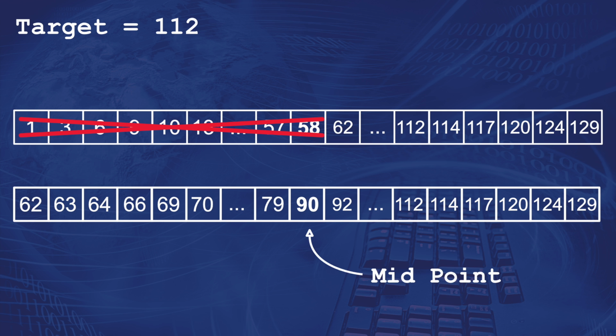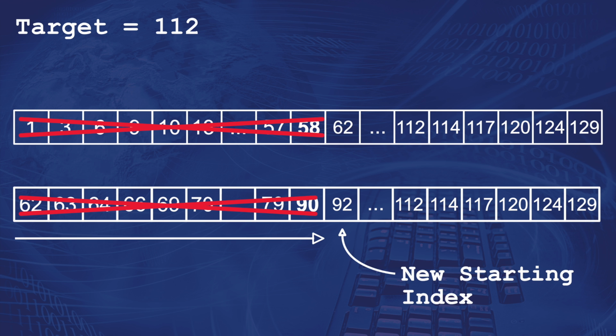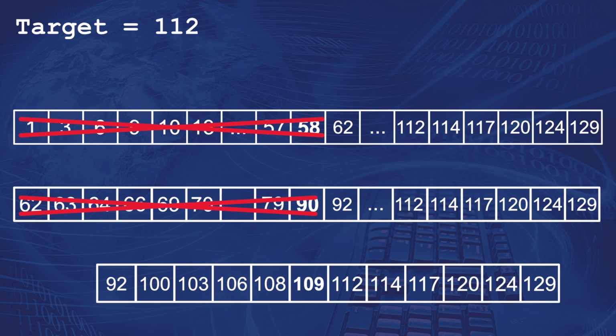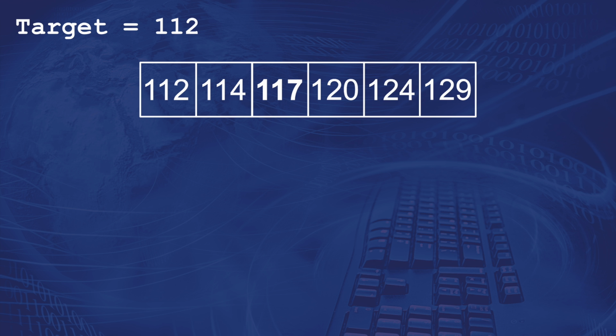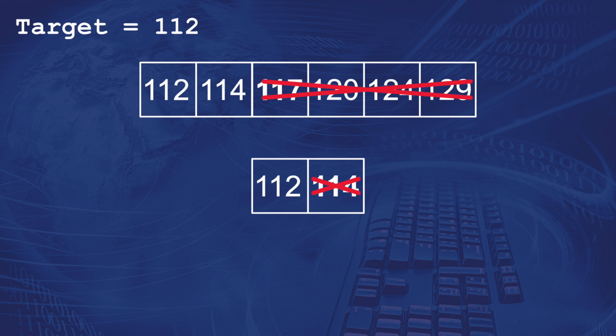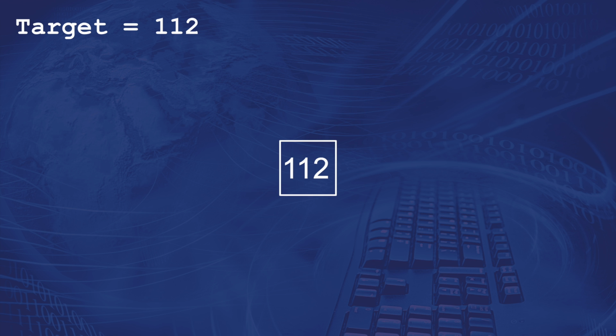90 is lower than 112, so we'll eliminate the left side of the list again by moving the starting index up to the midpoint. Next midpoint is 109, which is lower than 112, wiping out the left side again. And the next midpoint is 117, which is higher than 112, wiping out the entire right half this time, moving the last index back to the midpoint. And finally, we land on index 44, which is 112. Bingo, we found their number. And it only took 5 steps, as opposed to a traditional linear search that would have taken 45 steps.